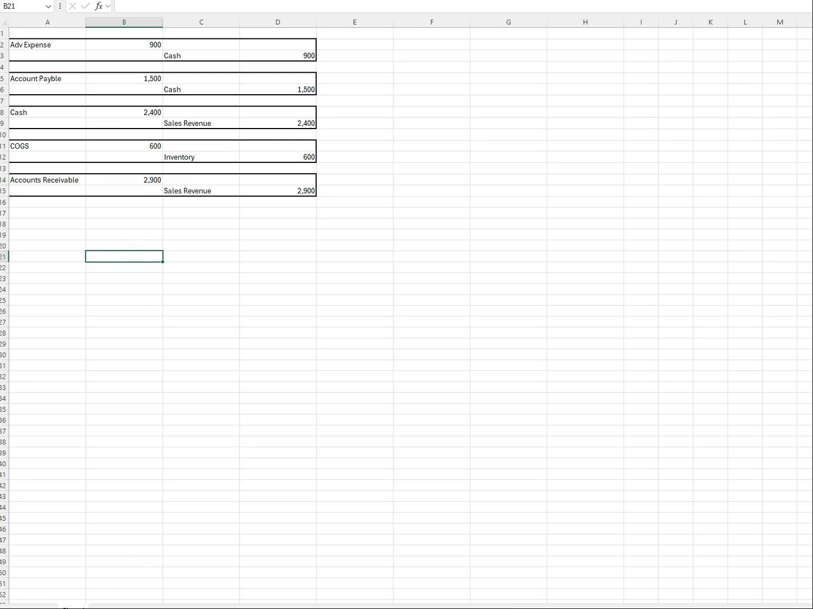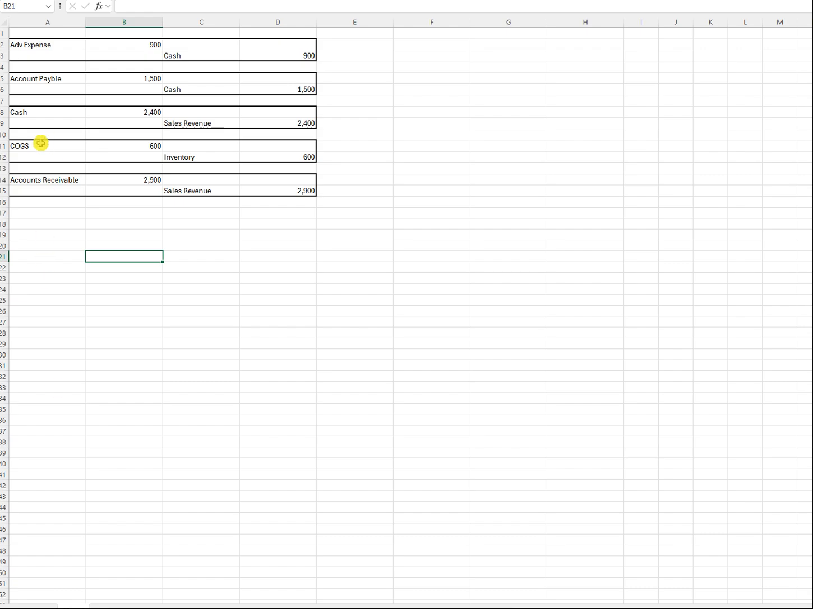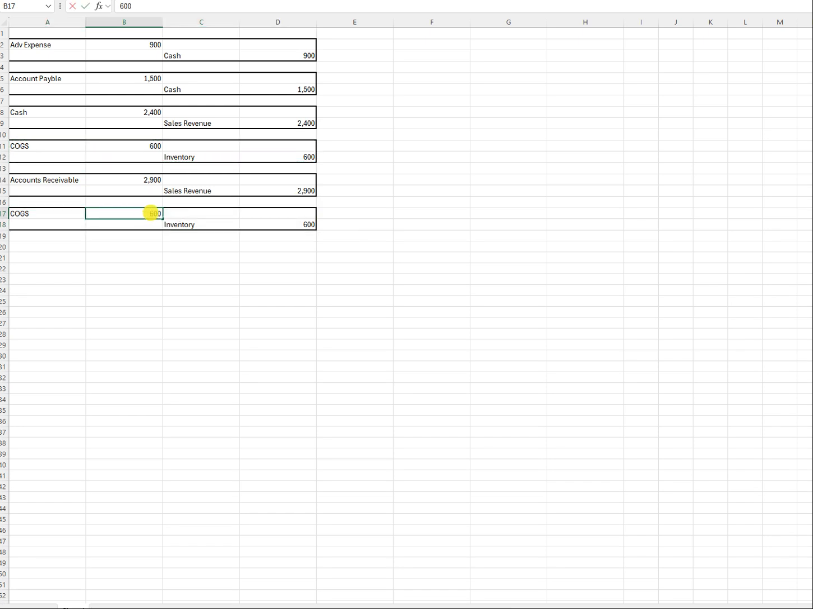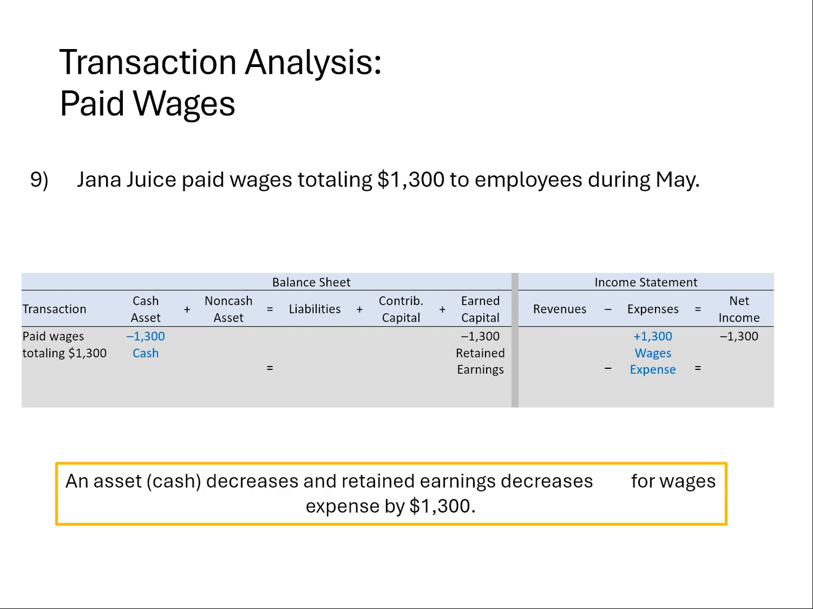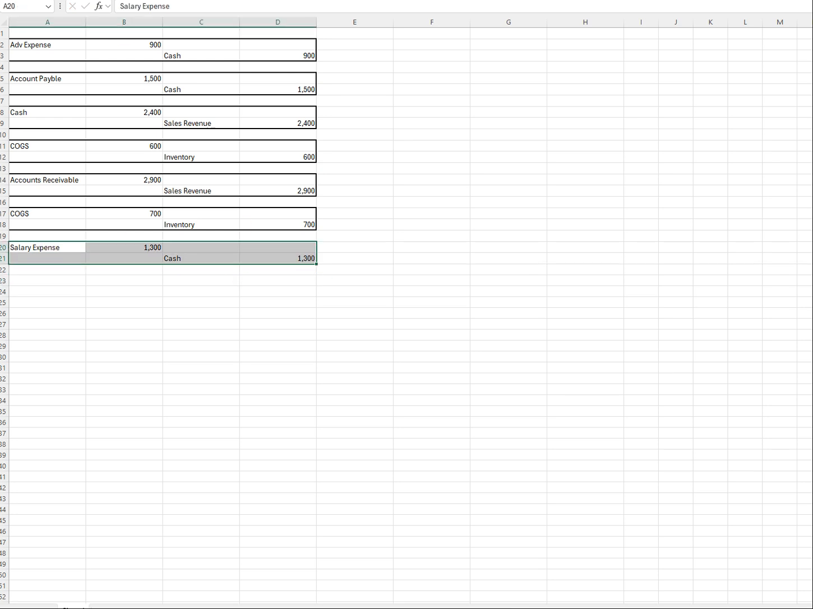Okay. And the same thing, we're going to recognize the expense as well. That's a $700 expense that will be recognized. So it's the same journal entry, that's $700. All right. Next, the company paid wages total $1,300 to employees. And we know that cash reduced by $1,300, and that becomes an expense, $1,300. So increase expense, salary expense, and reduce our cash. All right.